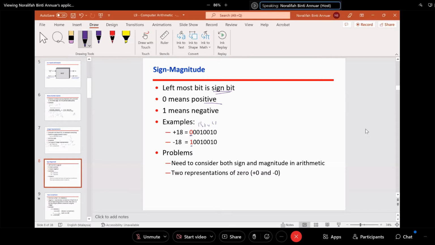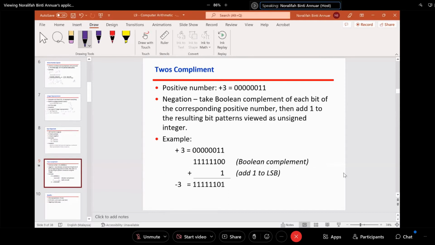Okay, need to consider both sign and magnitude in arithmetic. So how computer deal with this sign magnitude? Macam mana they deal with this sign magnitude? Okay, the 2 representation of 0. Okay, the other positive 0 or negative 0. So how computer deals with this problem? Okay, here they give you an example. So this is how they do the mathematic operation dalam komputer. Kita nak try to understand how our computer works. Okay, macam mana dia berkira benda yang sesimpel ni. Okay, the positive number is, okay, this is Sign Magnitude now.